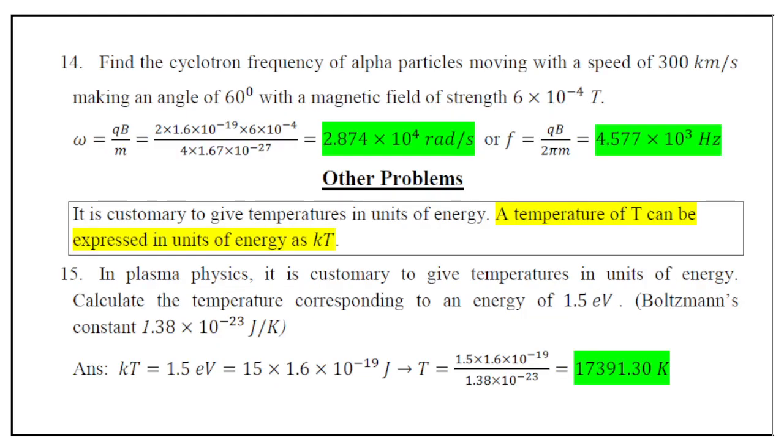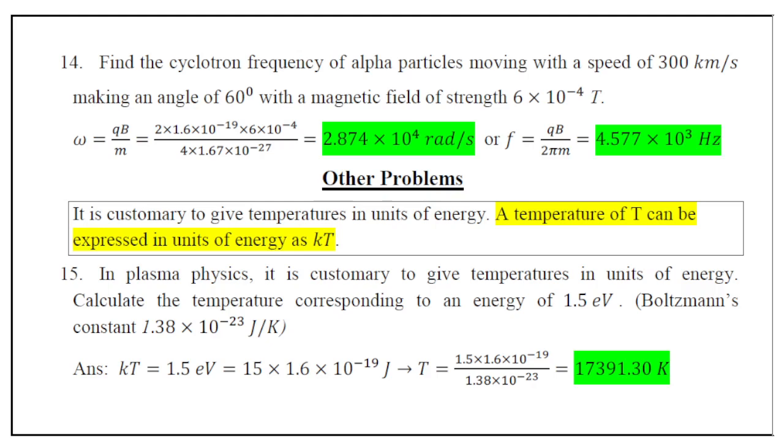Find the cyclotron frequency of alpha particles moving with a speed of 300 km per second, making an angle of 60 degrees with a magnetic field of strength 6 into 10 raised to minus 4 tesla. Here also qB by 2 pi m. q is the charge of the alpha particle, it is 2 into 1.6 into 10 raised to minus 19, and m is the mass of the alpha particle, it is 4 into 1.67 into 10 raised to minus 27. B is the magnetic field. We will get the cyclotron frequency in radian per second or in hertz.